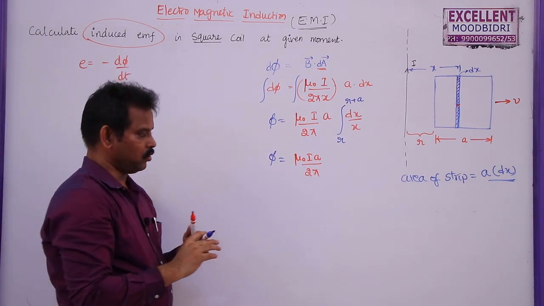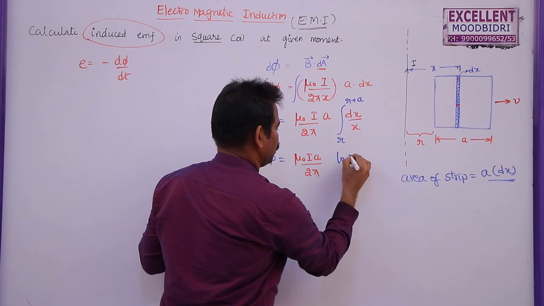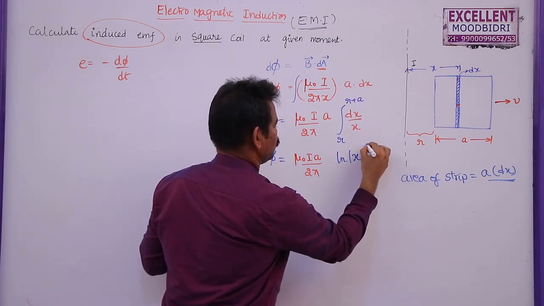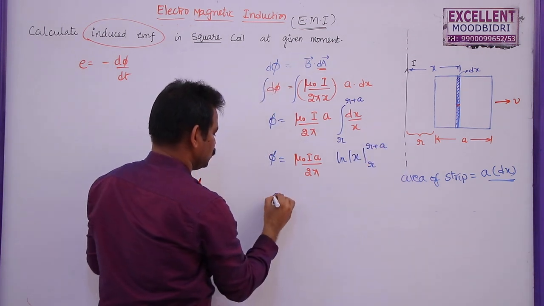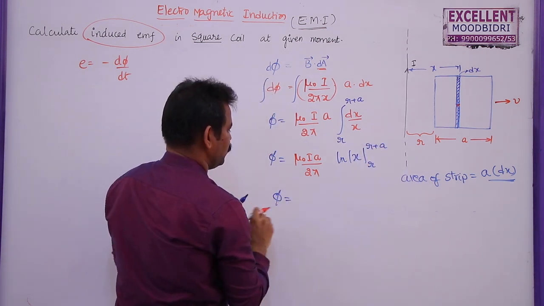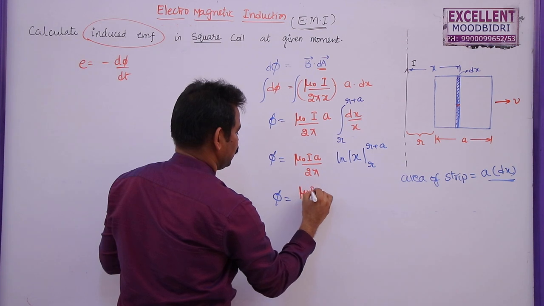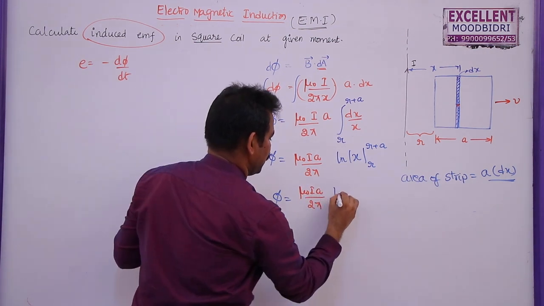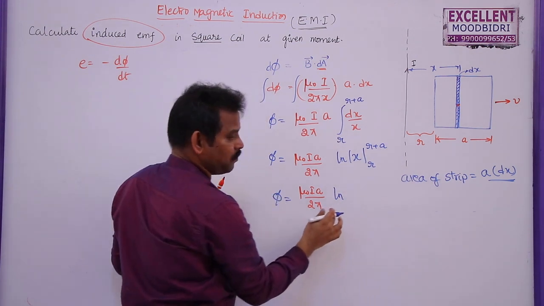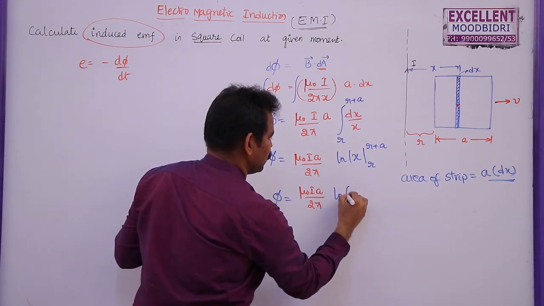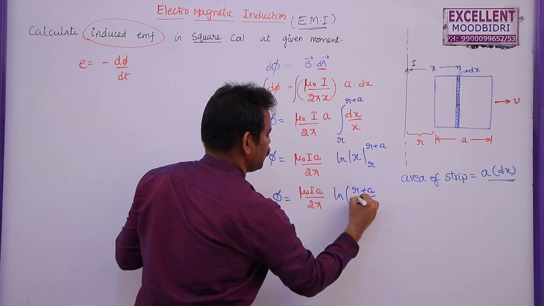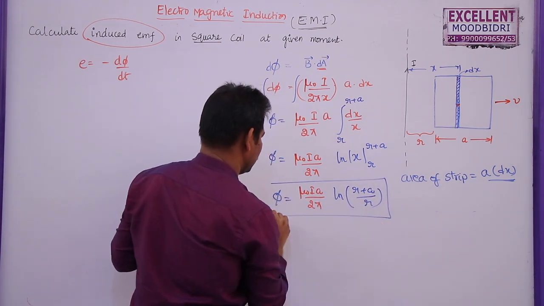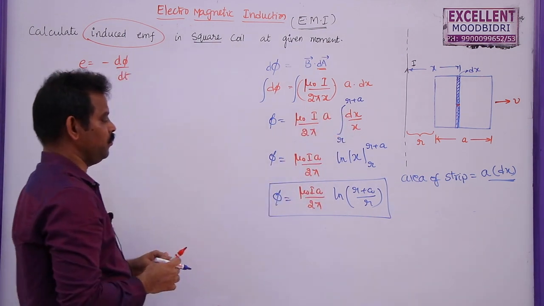The integral of dx by x is log x. So I am writing ln x with the limits r to r plus a. So the total flux is given by mu naught I a by 2 pi times ln of r plus a minus ln r. So ln of (r plus a) by r. So this is the flux passing through this one at that given moment.